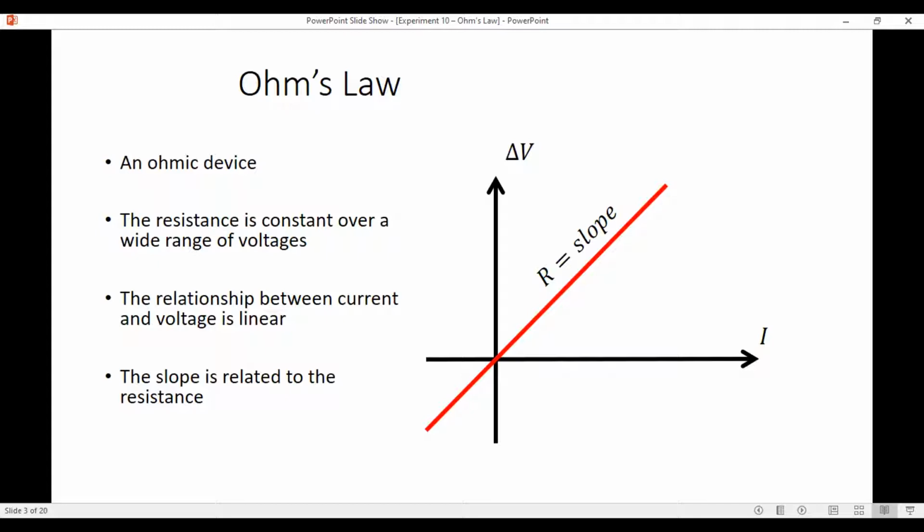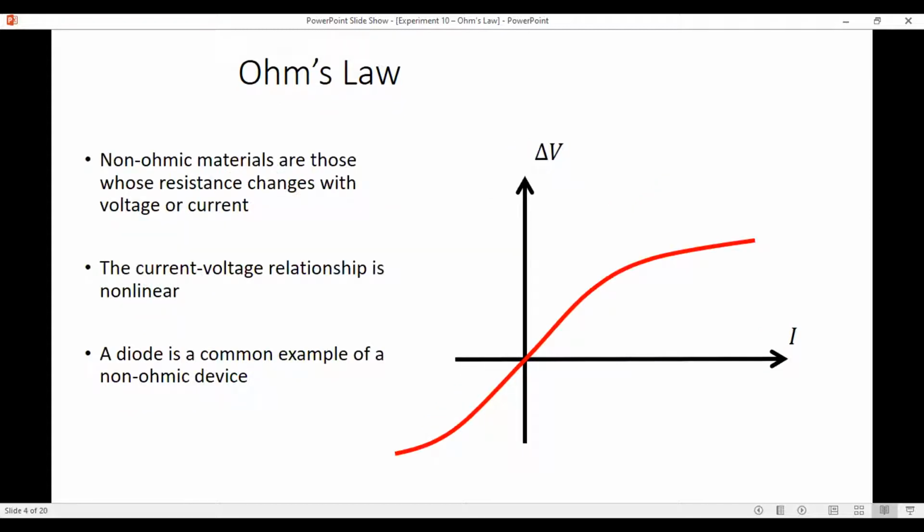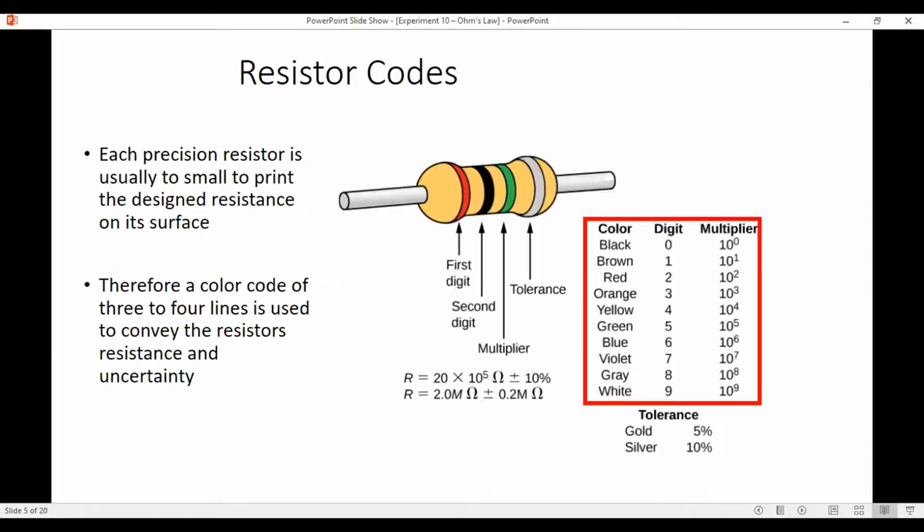So we say that an ohmic device is a circuit element that has constant resistance. So again, if I vary the voltage, I expect the current to be proportional to that and get this nice linear relationship. However, if the resistance changes as a function of the current or changes as a function of the voltage, then I expect that the slope is not going to be constant because the resistance is not going to be constant. So we're going to look at two different types of objects in this lab today.